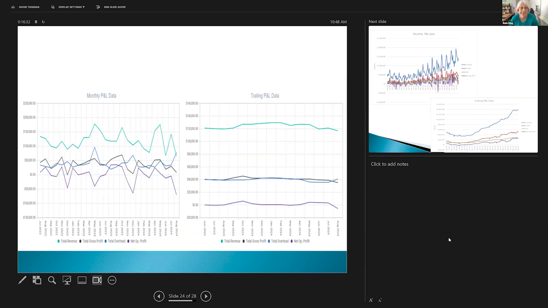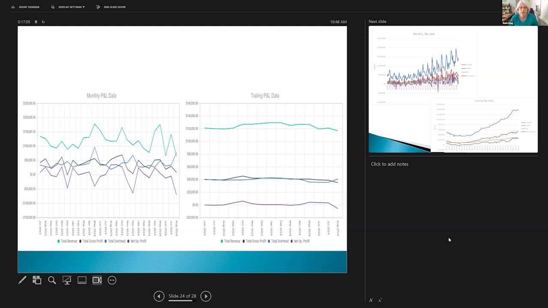So on the left is the exact data that was on that sheet of numbers. And then on the right is what's called trailing numbers. And what we do is we take a year's worth of data a month at a time. So the blue line on top is revenue. So the revenue for June of 2023 is the revenue for July of '22, August '22, September, all the way through June of '23, add them together, divide by 12. So we've taken out all seasonality. We've taken out 5-week payrolls. We're basically looking at the trends of the company on a long-term basis.